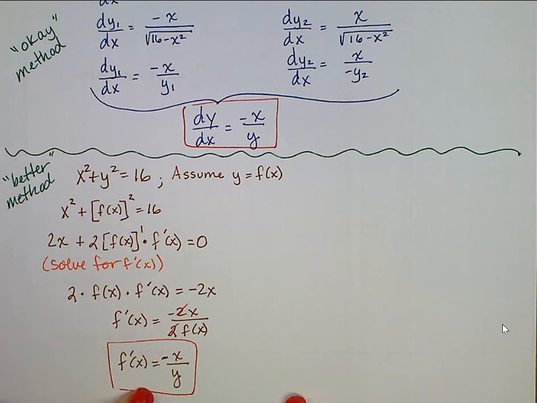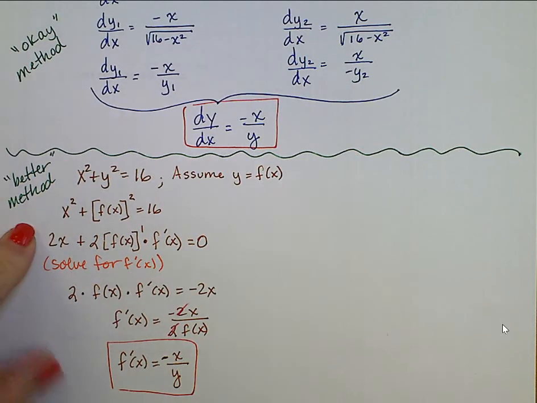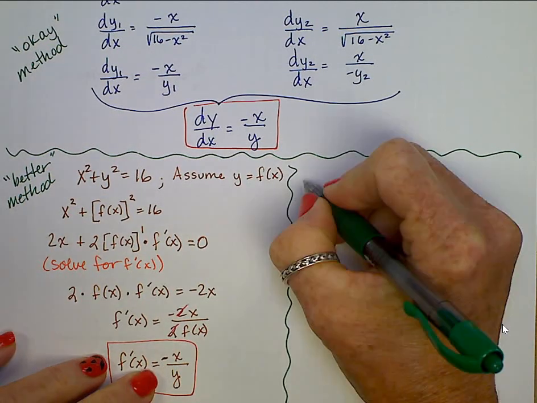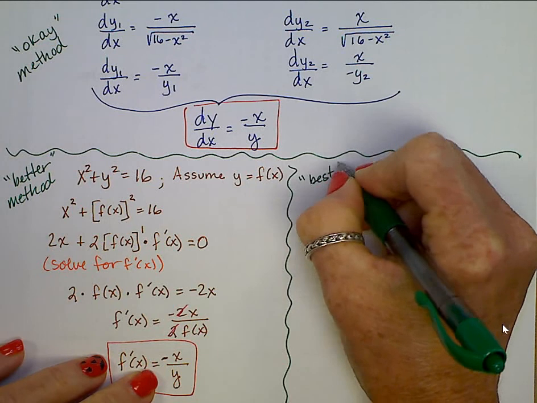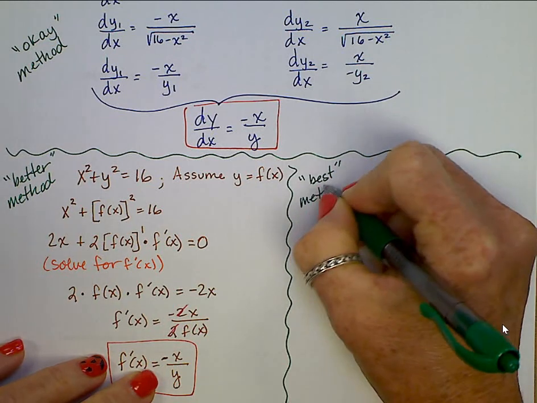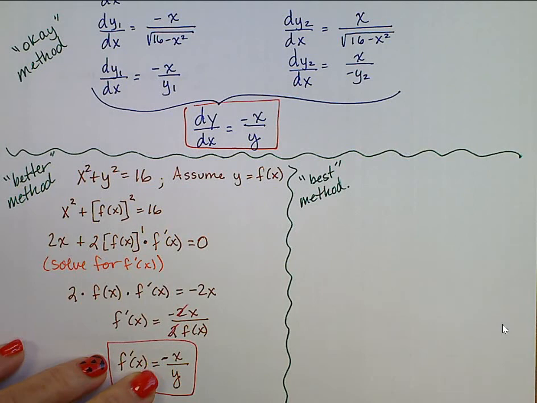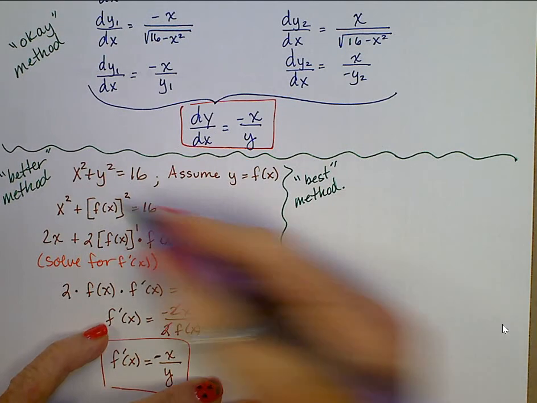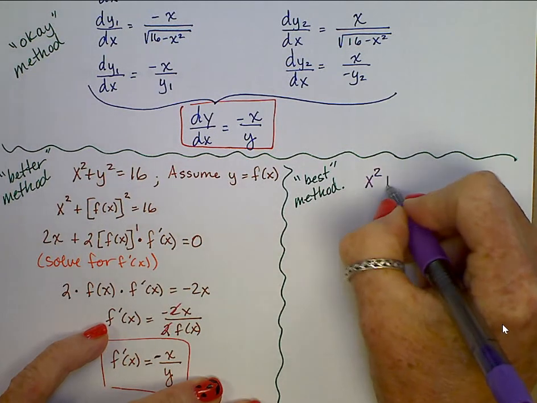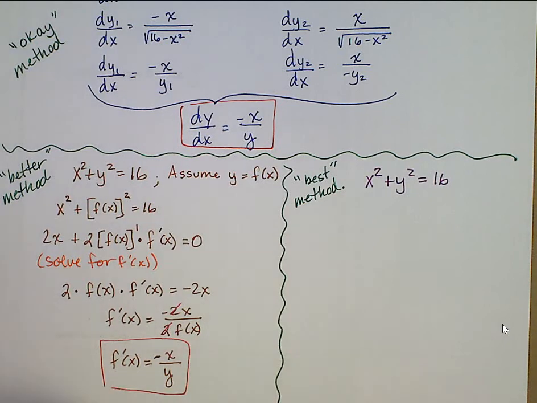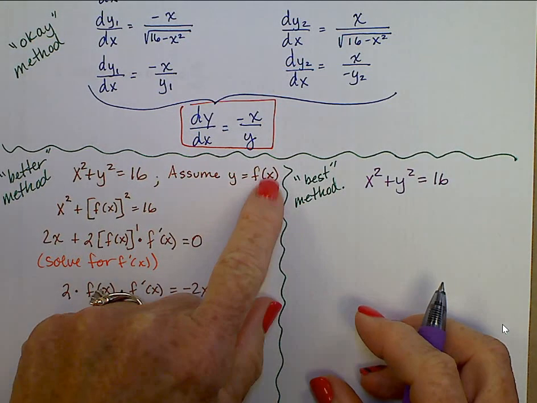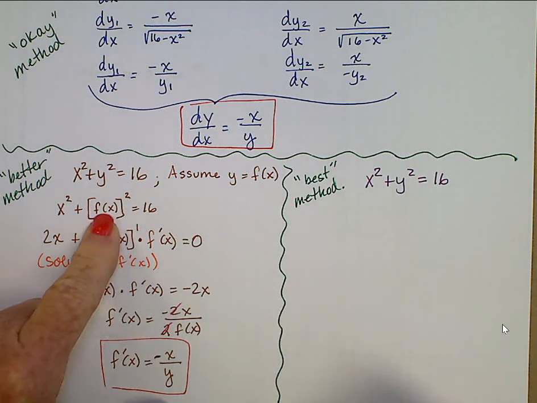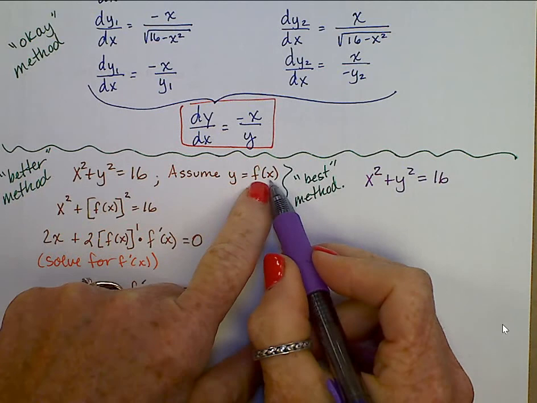All right, now we had an okay method, a better method. Guess what? There is a best method. And with this best method, again, we start off just like we did before, x squared plus y squared equals 16. But instead of substituting out this f of x for the y, we just kind of tuck that away and say, all right, I know that y is some f of x.